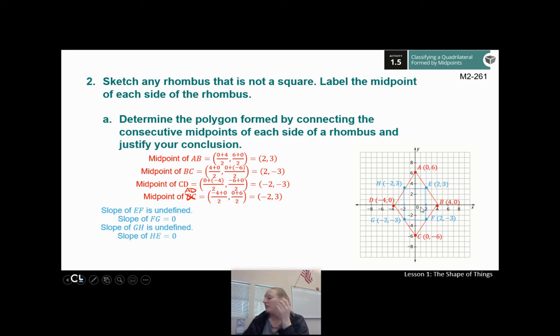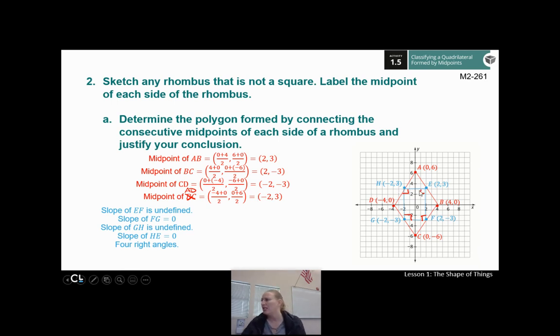So sure enough, we know horizontal and vertical lines create perpendicular lines. So sure enough, we've got right angles. Boom, boom, boom, boom. I've got 4 right angles. That's a good sign for a rectangle. But it could end up being a square, so we better double check that.